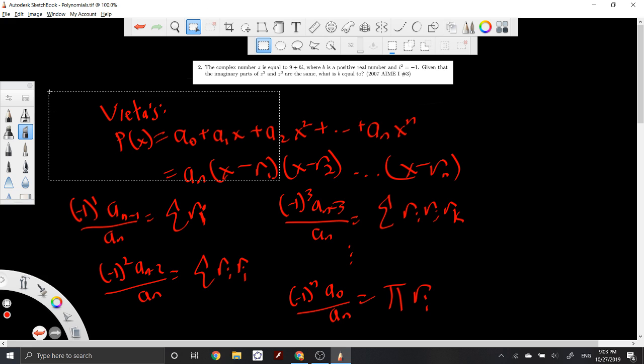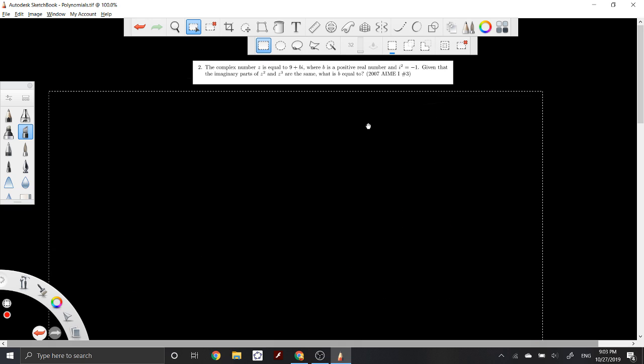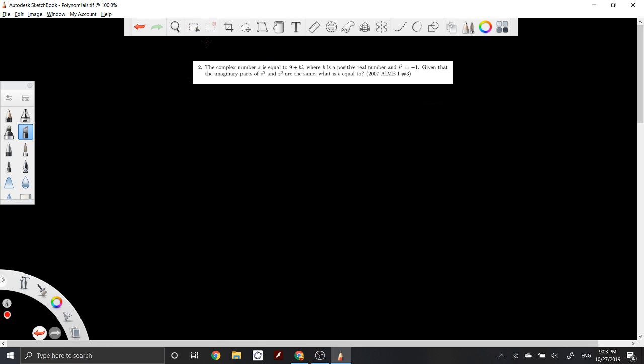So now that the exposition is basically done, let's talk about how to problem solve. This is a pretty simple problem. We have z equals 9 + bi, where b is a positive real, and i is standard. We know the imaginary parts of z squared and z cubed, the imaginary part being just whatever's multiplied by i, are the same, and we want to find b.